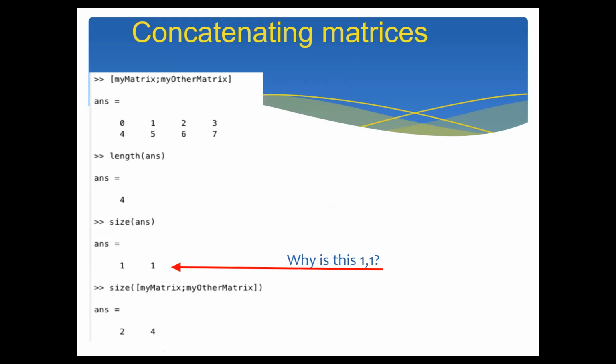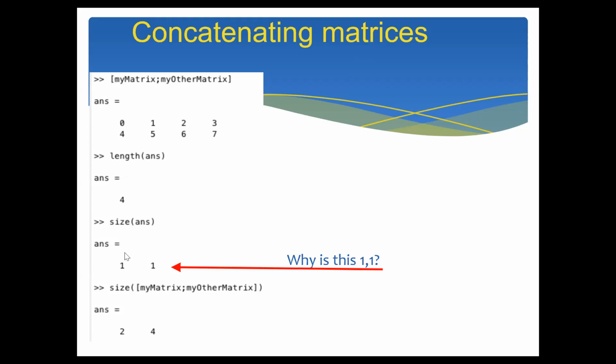If you have these two vectors combined, you type length. The length function will only give you the length of these columns, so it only has 4. The size function will give you the size of this matrix.